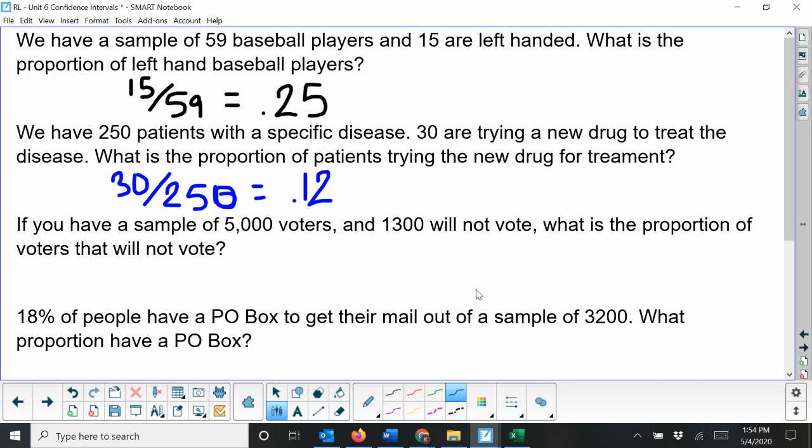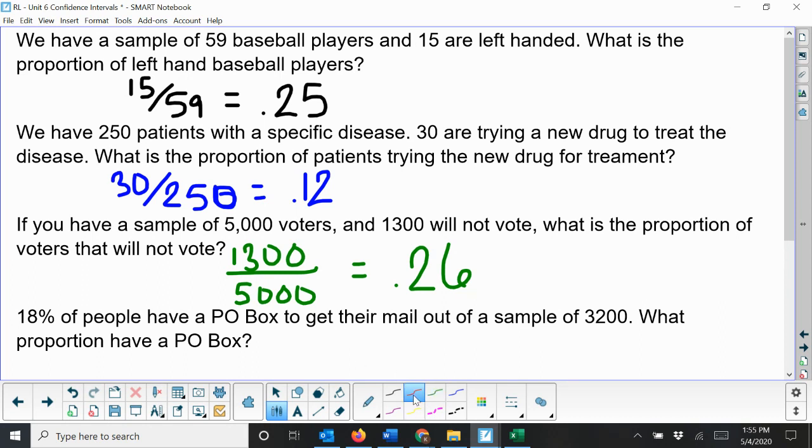For the third one here, we've got a sample of 5,000 voters. 1,300 will not vote. What is the proportion of voters that will not vote? So I have the 1,300 that will not vote out of the 5,000 voters in my sample. And so if I divide that out, I have a proportion of 0.26. You could look at that as 26%, means the same thing. We just write this as a decimal.